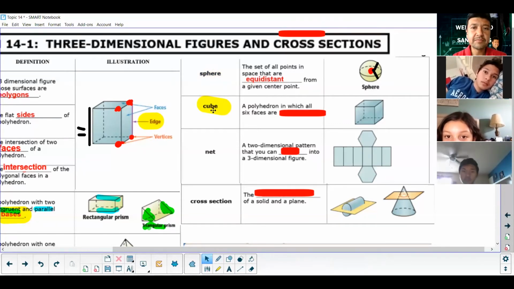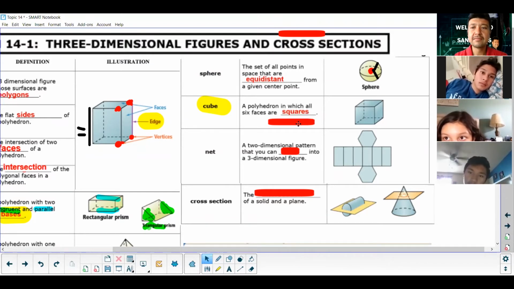Cube. A polyhedron in which all 6 faces are blank. Squares. Yeah, so that's how you know you have a cube. They have to be squares. So as a result, you have a cube.